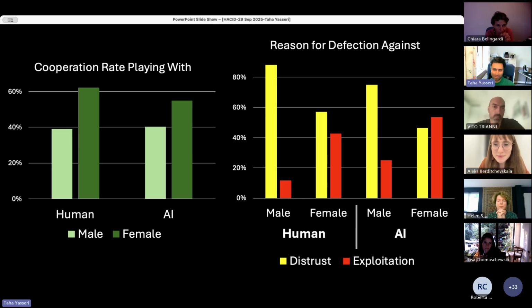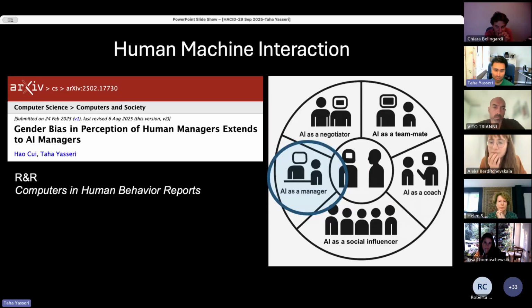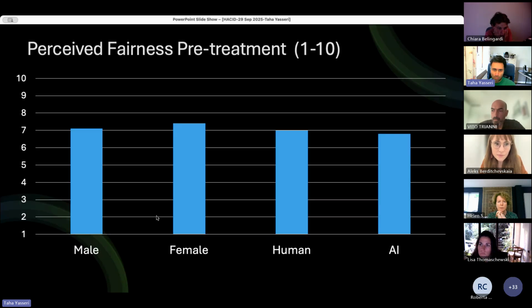Okay, I'll be fast. Now I'm going to talk about another project, which is easier to explain. That's where we wanted to check the possibility of using AI as a manager. This paper is revised and resubmitted to Computers in Human Behavior Reports, but the preprint is available again if someone is interested. So this was a game that people had to play, but before playing the game, we asked them what their preference for a manager is.